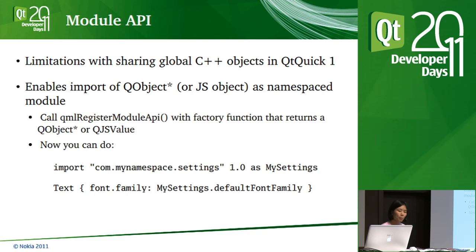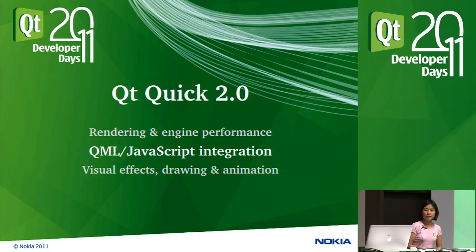So in QtQuick 2, you just have to call this qmlRegisterModuleApi function in C++ with a factory function that returns an instance of a QObject or a JavaScript value. And then once you've done that and called that function with, for example, this URI, com.namespace.settings, you'll be able to access that C++ object as mySettings and access all its Q_PROPERTYs, methods, etc. So here in the example, we're accessing a Q_PROPERTY on that object called defaultFontFamily. And it's just a lot cleaner. It's a much better way to access that type of data. So that's the major features for QML and JavaScript integration.